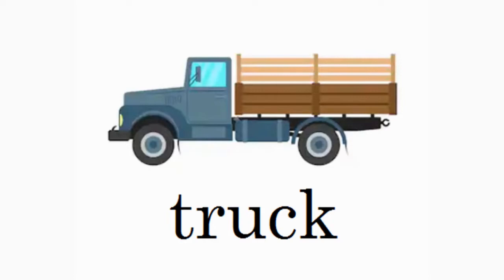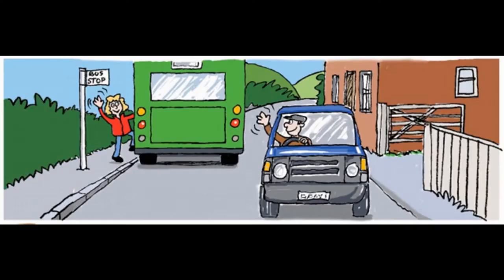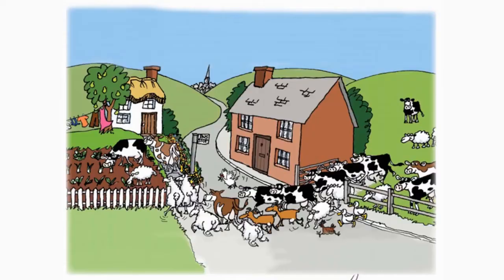Mr. Gray is going to the town now. He's going in his truck. Mrs. Day is going to the shops. She's going on the bus. Oh dear! Mr. Gray's farm gate is open. Oh dear! Mrs. Day's garden gate is open too.